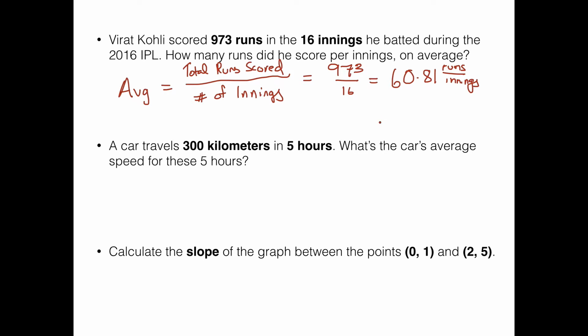Okay, so I know I went a bit fast, but these are pretty easy problems. You should probably know them anyways. So that's number one. Number two, a car travels 300 kilometers in 5 hours. What's the car's average speed for these 5 hours? So again, average equals total distance.